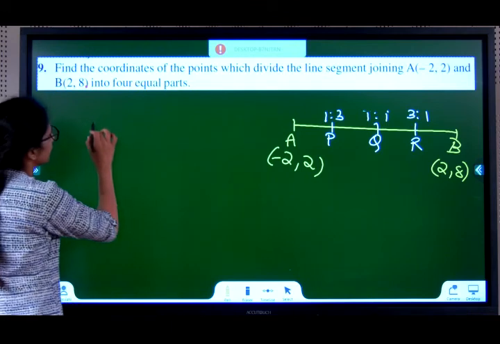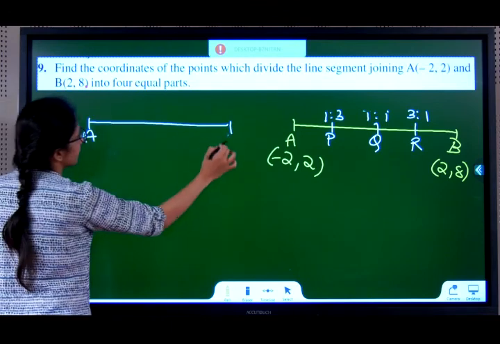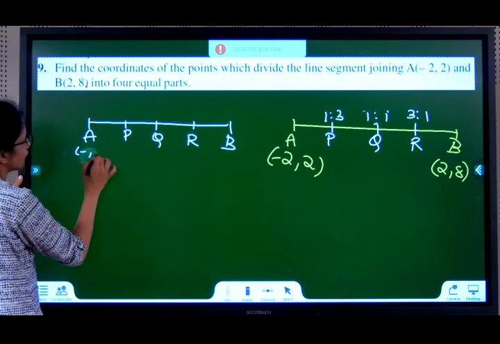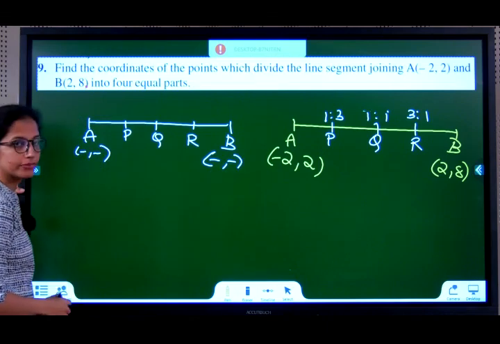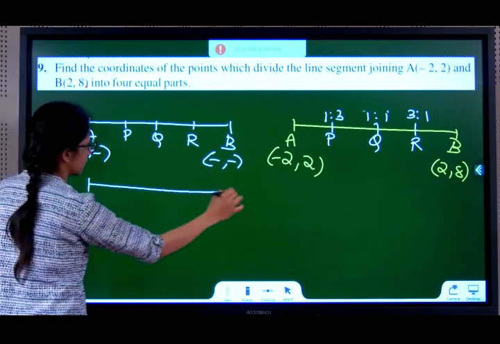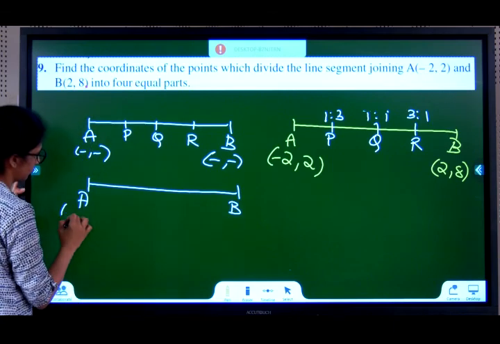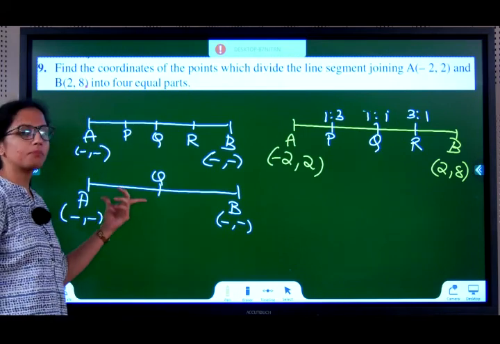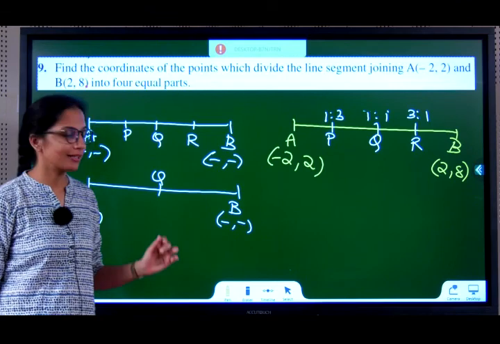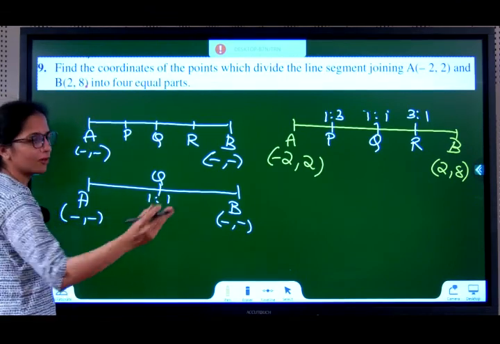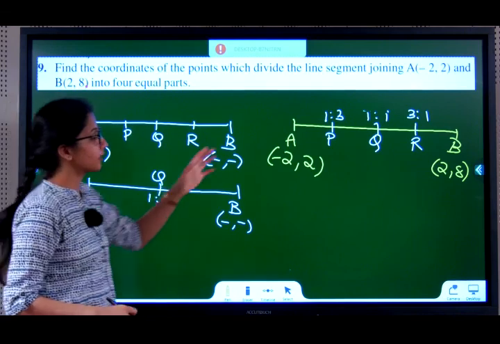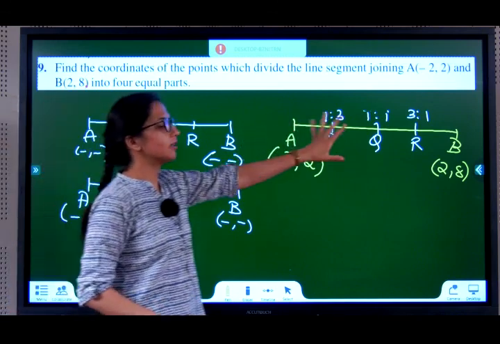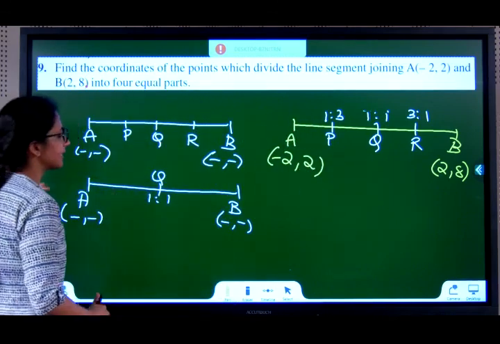See, A, B, this is P, Q and R. I know the values of A, I know the values of B. First, what I'm going to do is, I will find Q. Why? Because Q is the midpoint of AB. Easy. 1:1 ratio. Midpoint formula very easy. x1 plus x2 divided by 2. If you take m is to n, m into x2 plus n into x1 divided by m plus n, you can go ahead with this method. Absolutely correct. We're just seeing an easier technique here.